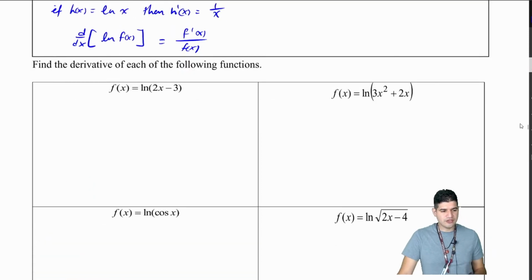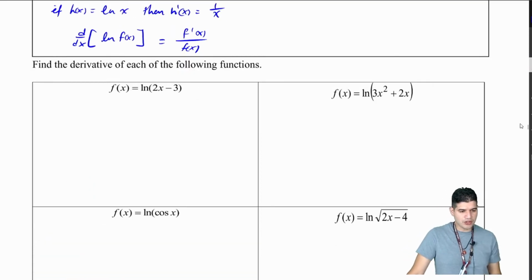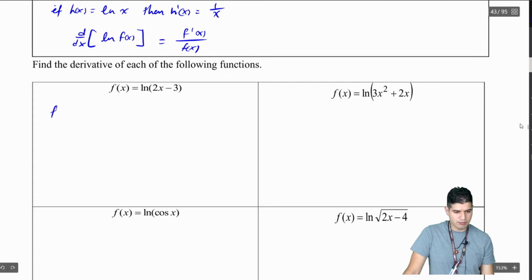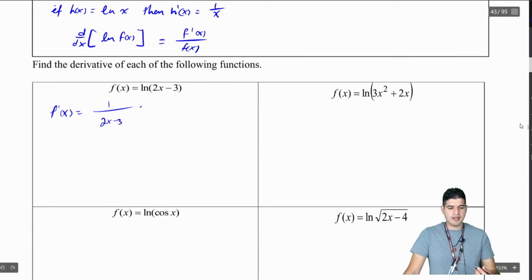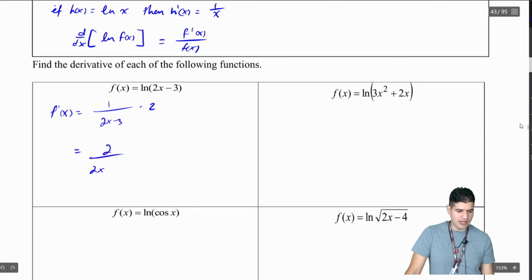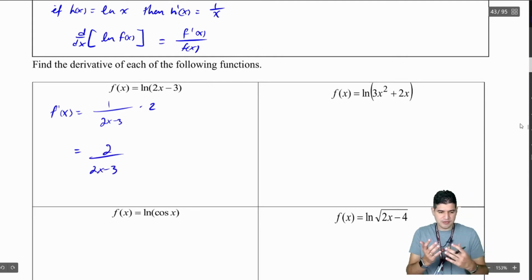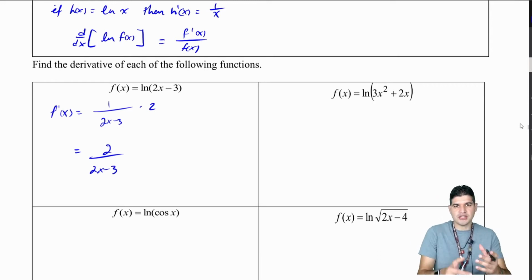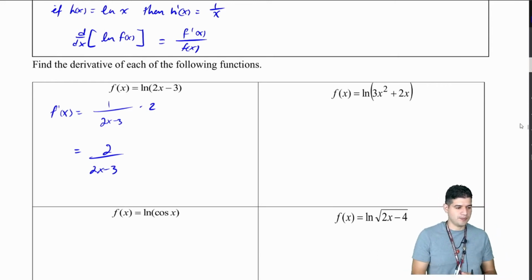So let's look into these 4 examples. In this first one, I'm going to get f prime of x equals 1 over whatever's inside of the natural log, so 2x minus 3. And then I'm going to multiply by the derivative of what's inside, so multiply by 2. If I simplify this, I just get 2 over 2x minus 3. And that's all it really takes. So just another rule to add to our arsenal.